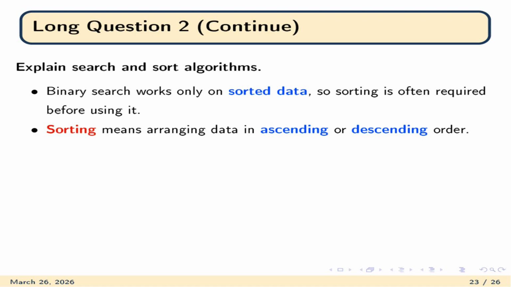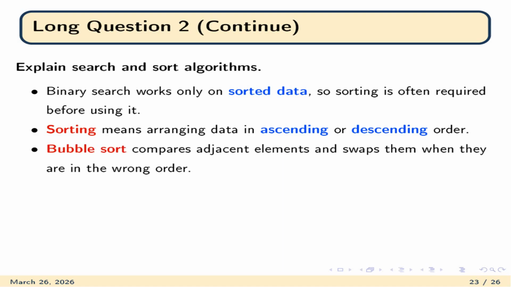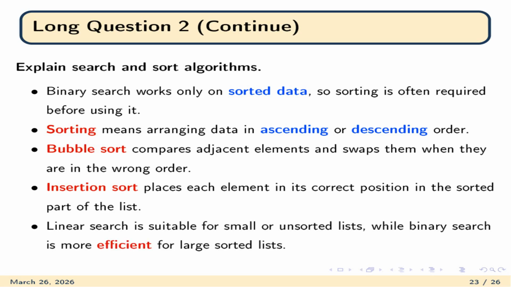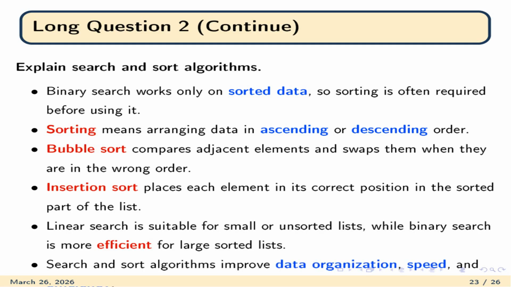Sorting means arranging data in ascending or descending order. Bubble sort compares adjacent elements and swaps them when they are in the wrong order. Insertion sort places each element in its correct position in the sorted part of the list. Linear search is suitable for small or unsorted lists, while binary search is more efficient for large sorted lists. Search and sort algorithms improve data organization, speed, and reliability.